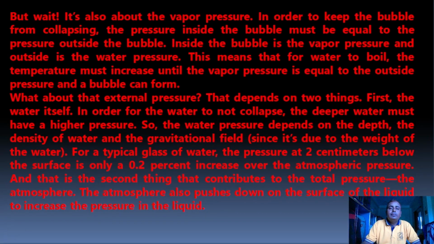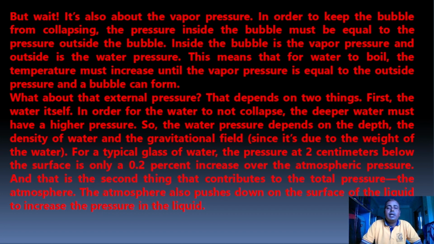Now let's continue. But wait, it is also about the vapor pressure. In order to keep the bubble from collapsing, the pressure inside the bubble must be equal to the pressure outside the bubble. Inside the bubble is the vapor pressure and the outside is the water pressure. This means that for water to boil, the temperature must increase until the vapor pressure is equal to the outside pressure and a bubble can form.